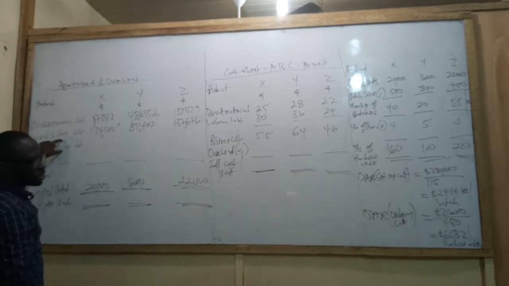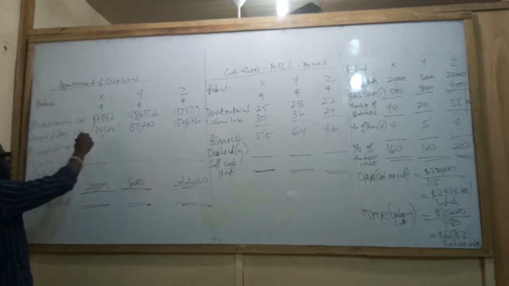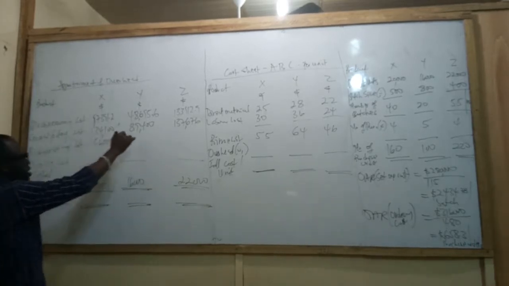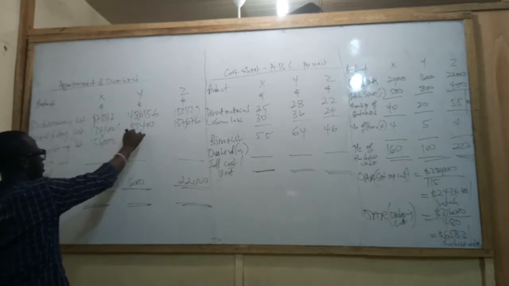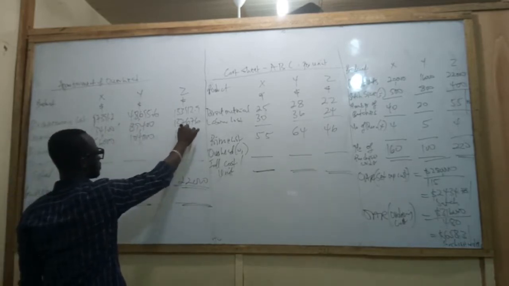Machine setup cost is also based on the hours like that, right? So multiply for me. 156,000. 104,000. 160.